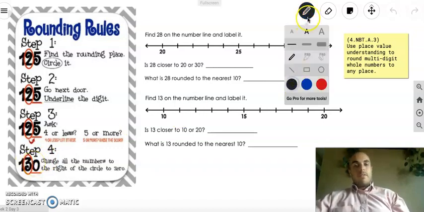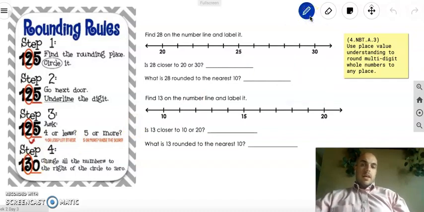Like all things with math, this is something that takes practice. This is something that is going to involve a lot of repetition over the next couple of days. You're probably going to want to rewatch this video and the subsequent videos after this and to recheck these rules.